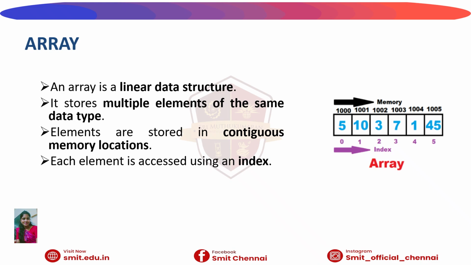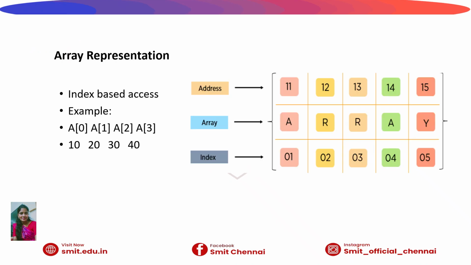Now, let us see how an array is represented. As you can see in the picture, each box represents one array element. At the top, we have index values starting from 0. Below each index, actual data values are stored. So we access array elements using index values like array of 0, array of 1 and array of 2. This index based access makes the array easy and faster to use. Let's move on to the next slide.